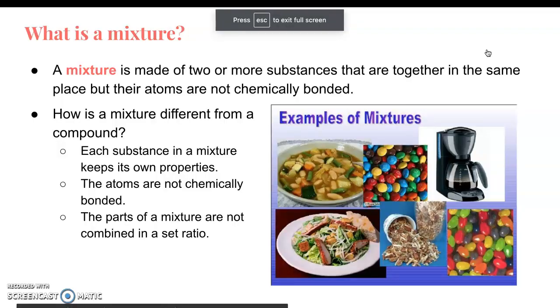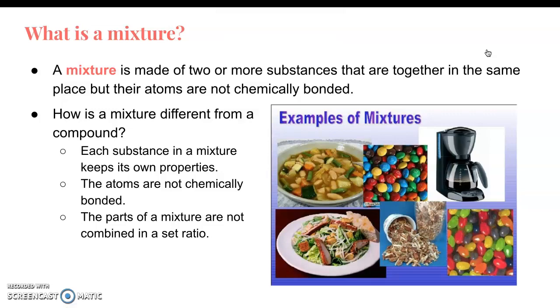So first of all, let's look at a mixture. What is a mixture? A mixture is simply made up of two or more substances. And they are together in the same place at the same time, but their atoms are not chemically bonded.